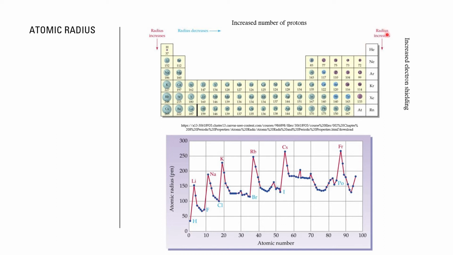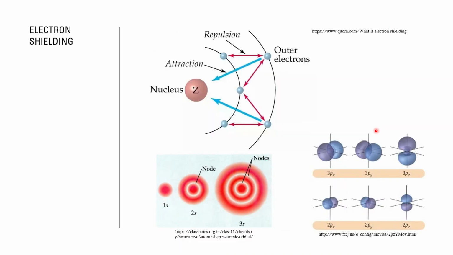Now what we also see is that the radius increases as we move down one of our groups. And the reason for that, and the term that I've used there, is increased electron shielding. Now that's something that I'm going to explain here really quickly. The idea is, as we move out in our energy levels, the electrons on the outside are not only going to be attracted to the nucleus in the middle, which is positive, but they're also going to be repelled by other negative electrons.